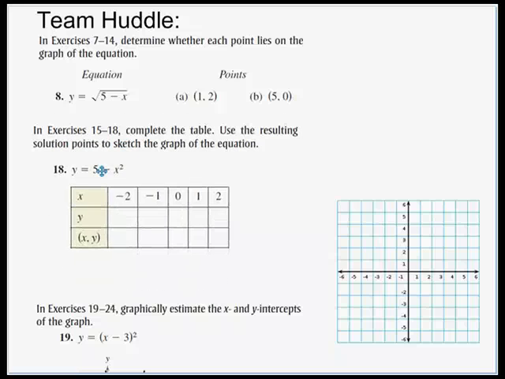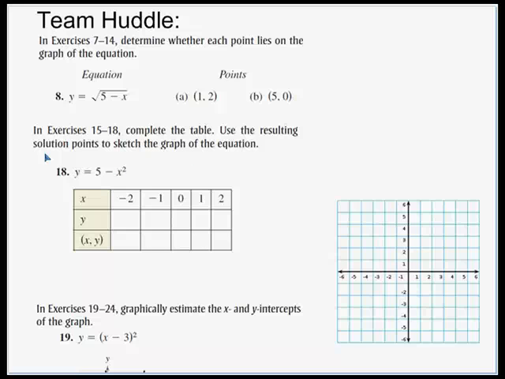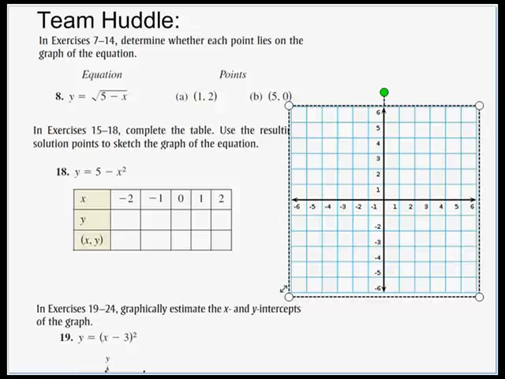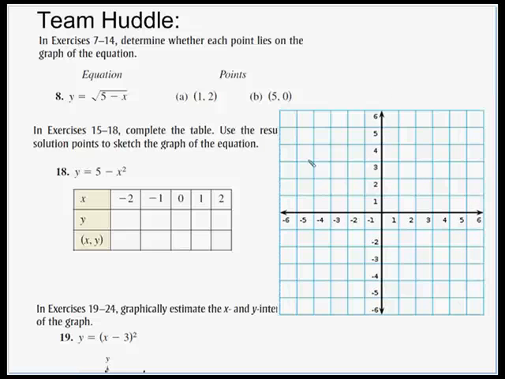Number 18 here is complete the table. Use the resulting solution to sketch the graph. Let me make my graph paper a little bit bigger. There we go. And here's nice. They did give us the x values already. So it is 5 minus whatever this is squared.